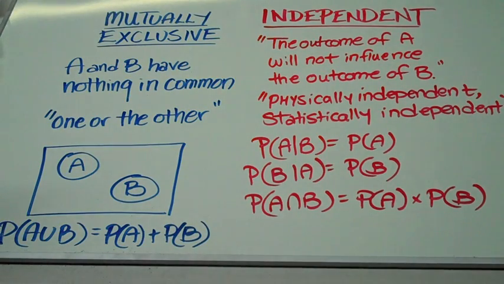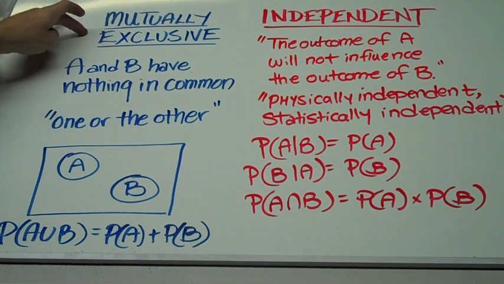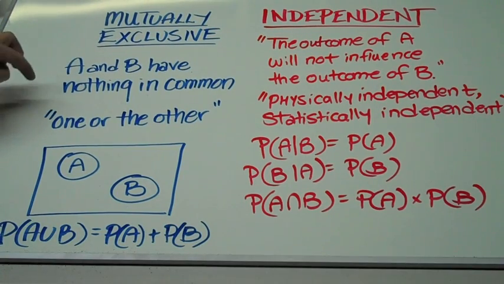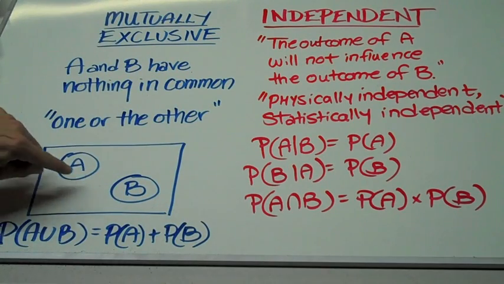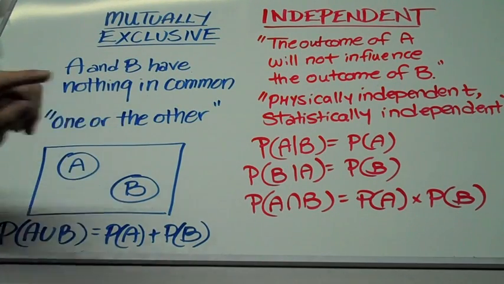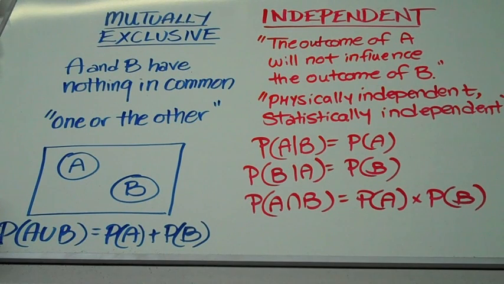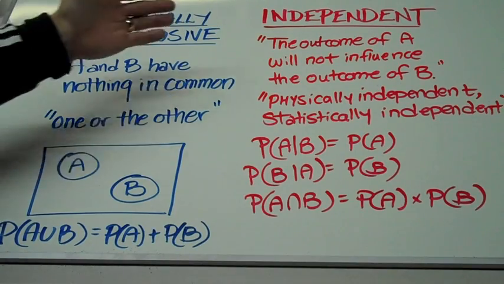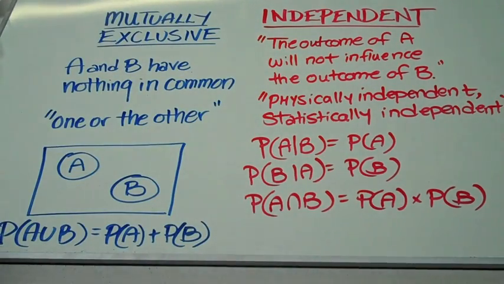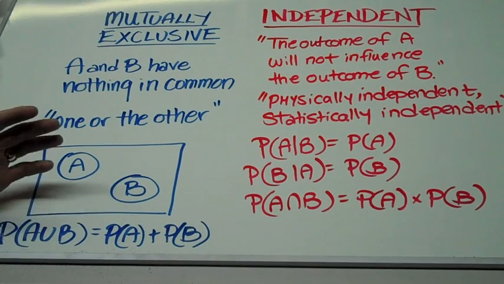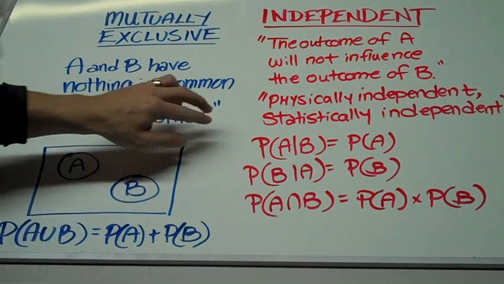At this point, I think it's important to just review the difference between mutually exclusive and independent events. For mutually exclusive events, A and B have nothing in common. It's one or the other. There's no overlap. Our Venn diagram looks like this, with the subsets A and B in our sample space U having no intersection. So the probability of A or B is equal to the probability of A plus the probability of B. Independent events means that the outcome of A will not influence the outcome of B, and vice versa. The outcome of B will not influence the outcome of A.